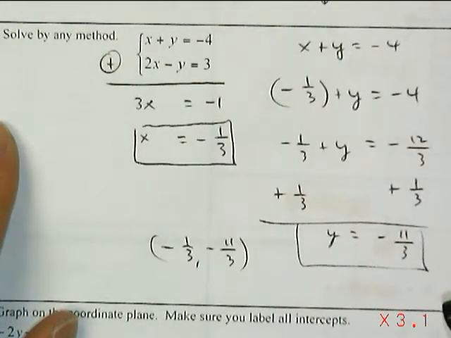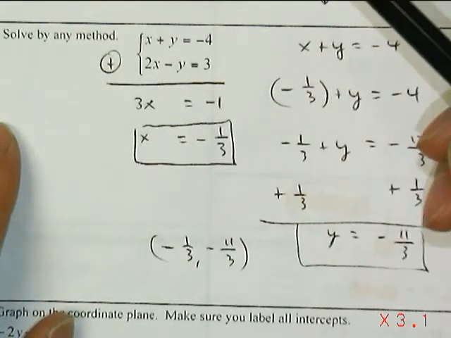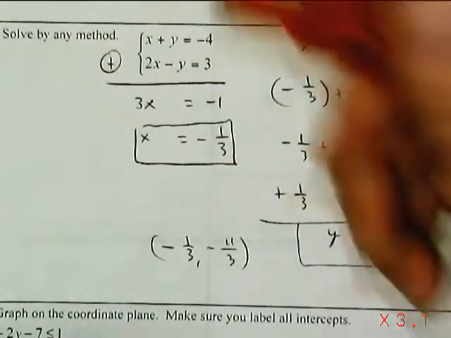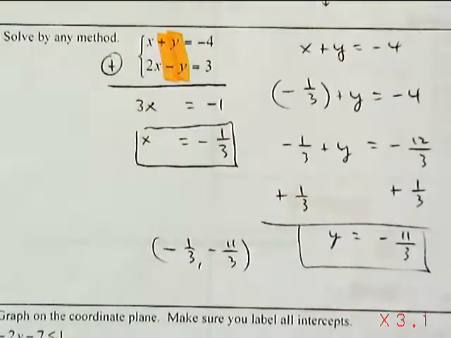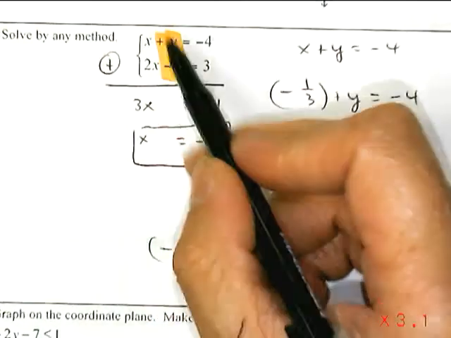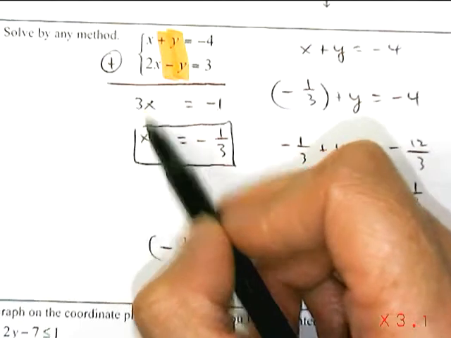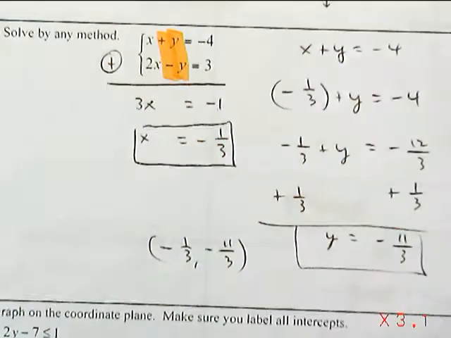Question number 20, solve in any method way that you wanted. I'm hoping you recognized that very quickly you don't have to manipulate or change any of the equations. You could have just added those and that would have gotten you 0y. So you have 3x equals negative 1. Divide both sides by 3. You get x equals negative 1/3.